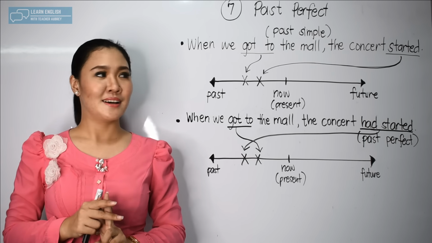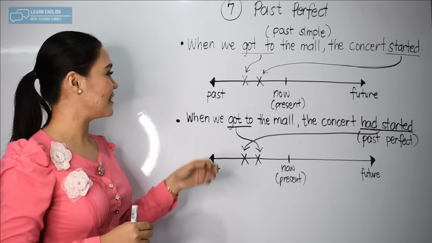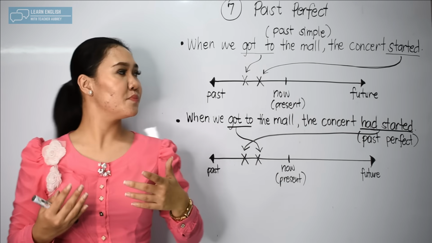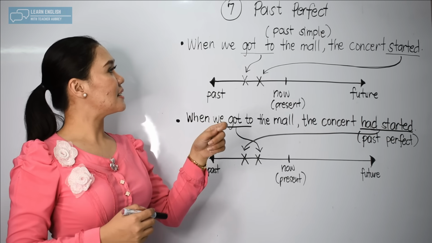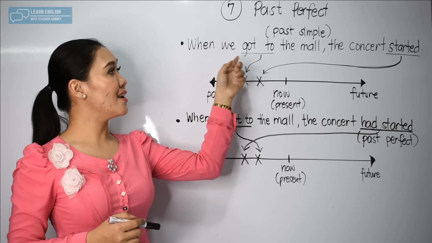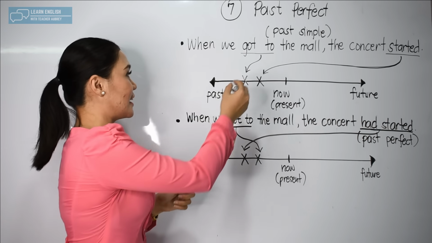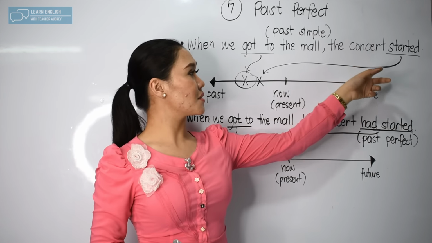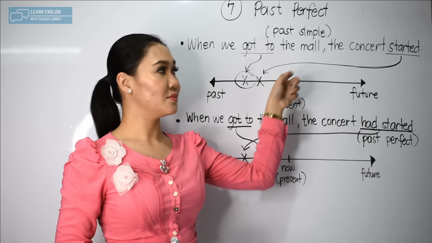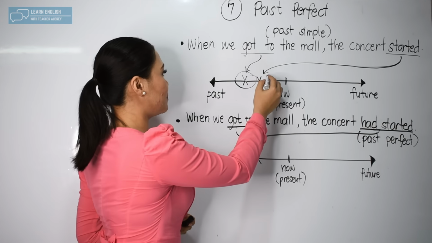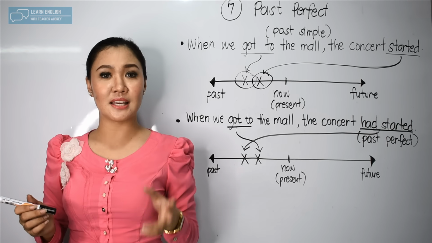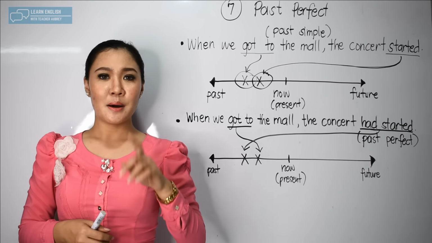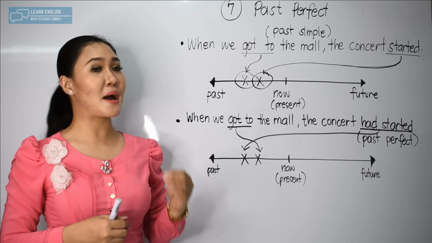Okay? Tingnan natin itong timeline natin. This is for the past, for the present or now, and for the future. Okay? Ang una nating kilos na nangyari ay When we got to the mall, yan yung unang kilos na nangyari. Ito siya. Ano yung ikalawang nangyari? The concert started. Yan yung ikalawa. Kapag ganyan po, kapag past simple lang ang ginamit, okay? May dalawang kilos lang na magkasunod. Pero, ginagamit na natin ay past perfect.